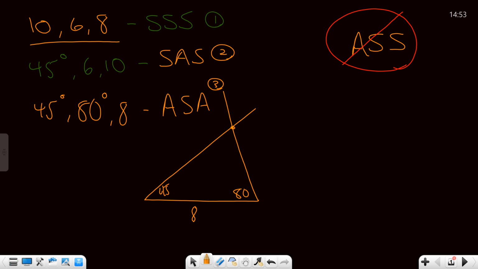This is method number 3. The side is included between the two angles. In other words, it's between the two angles. Did you get yours to work out? Yes. So yours is different.